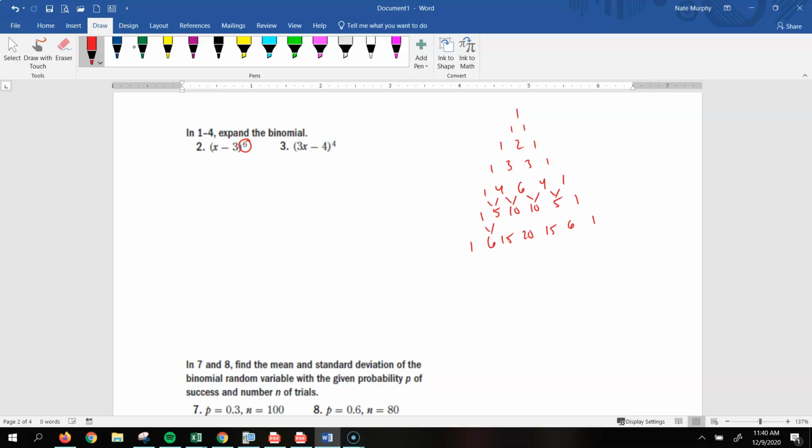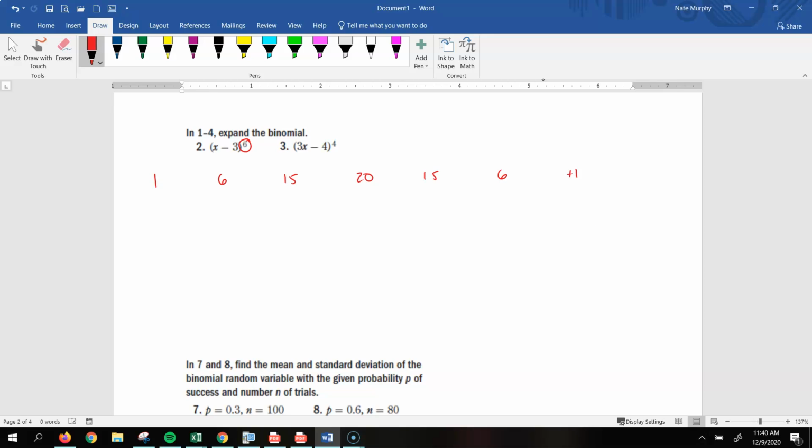So here 1 plus 5 is 6, 5 plus 10 is 15, 10 plus 10 is 20, 10 plus 5 is 15, 5 plus 1 is 6. So that's how I came up with those numbers. You don't want to forget our ones there as well. So it starts with the 1 and it's going to end with the 1. So we'd have 1, 6, 15, 20, 15, 6, and 1.